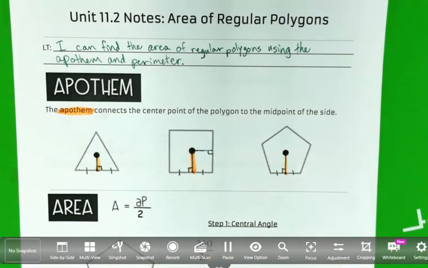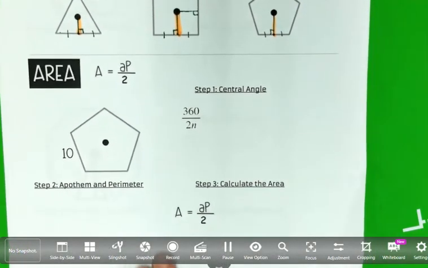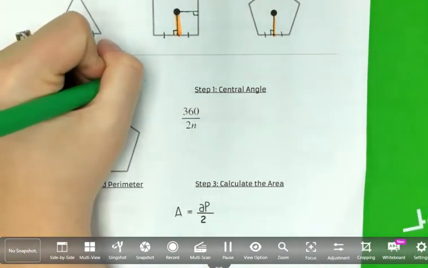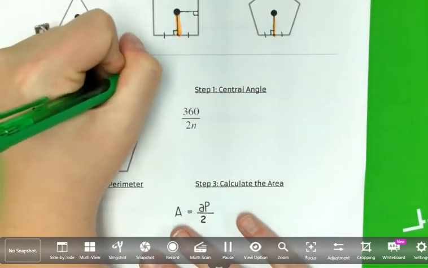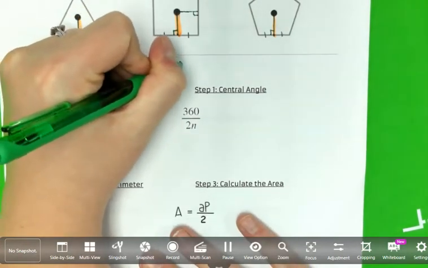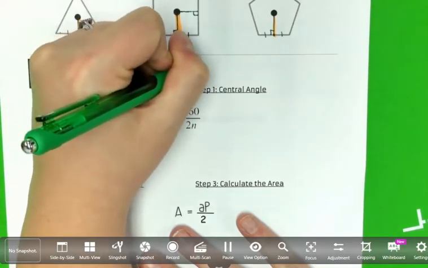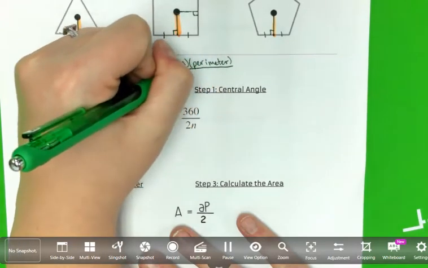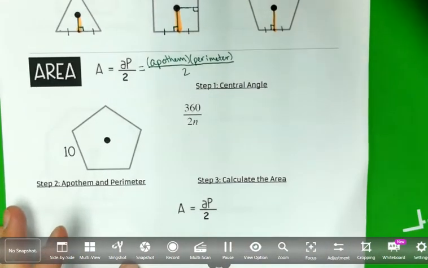All right, now that we know what the apothem is, we can use it to find the area, and the reason you need to know that is because here is your formula. A equals apothem times perimeter, divided by 2. That's what that A and the P stand for.